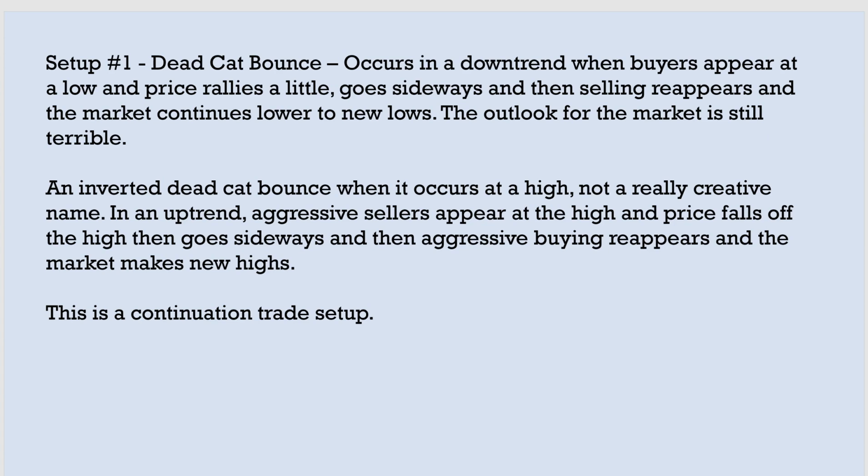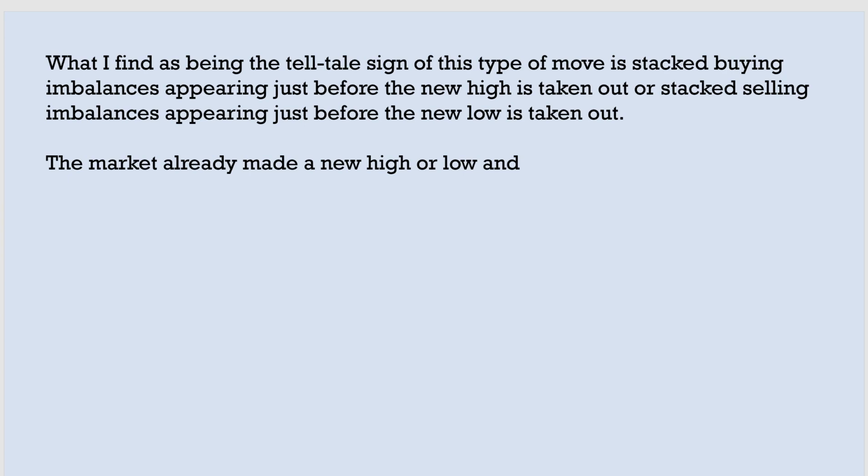Now we've all heard that, we've all watched TV and we've all heard commentators say, oh, this is a dead cat bounce, and they're expecting the market to go lower. Now what I find as being the telltale sign of this type of move is stacked buying imbalances appearing just before the new high is taken out, stacked selling imbalances appearing just before the low is taken out, and the market has already made a new high or low, so it's coming back, right? It already made the high. It starts bouncing up a little bit, and then you see another round of selling.